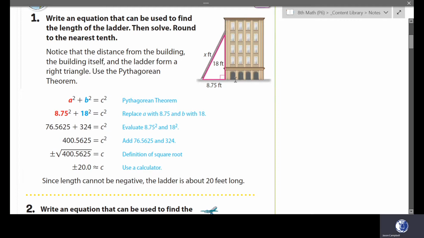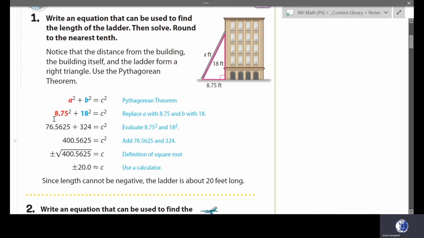Notice that the distance from the building itself, and the ladder form a right triangle. Use the Pythagorean theorem. So a squared plus b squared equals c squared. We learned this formula in the last section. And we can plug these numbers in, the legs, to a and b to find the hypotenuse c.